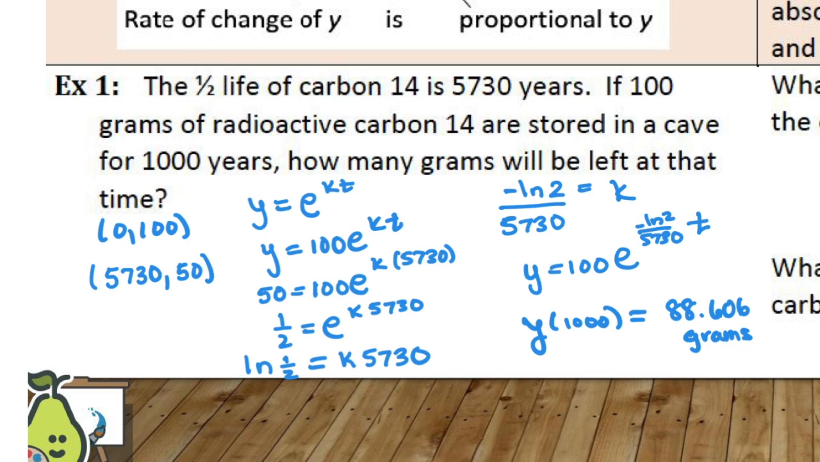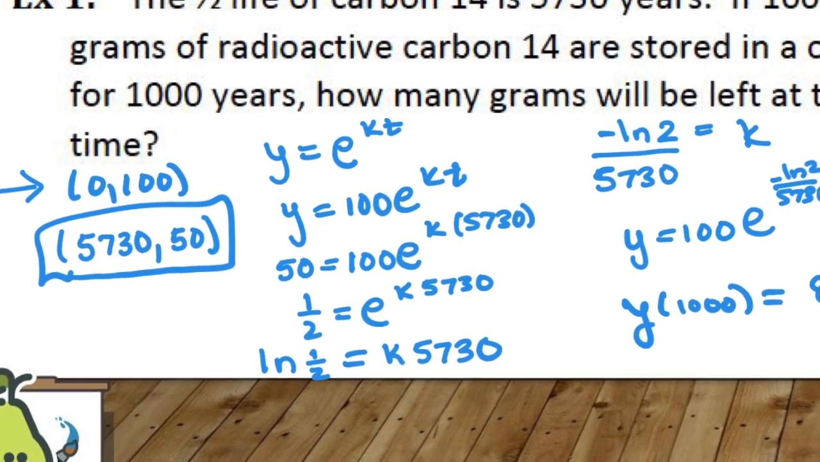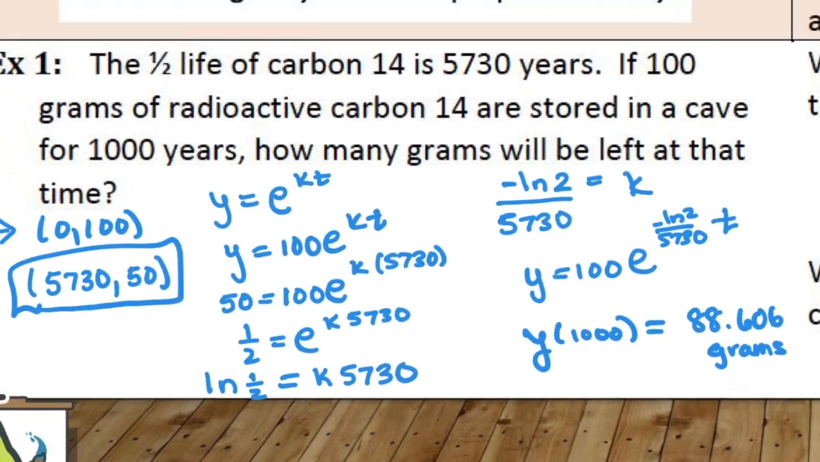There's a typical problem. If we have the half-life of carbon-14 given to us as 5,730 years, that can be used in order to write a point. If we have 100 grams of this radioactive carbon stored in a cave for 1,000 years, that's another point. We've got 0 with 100, and we're trying to write our equation.